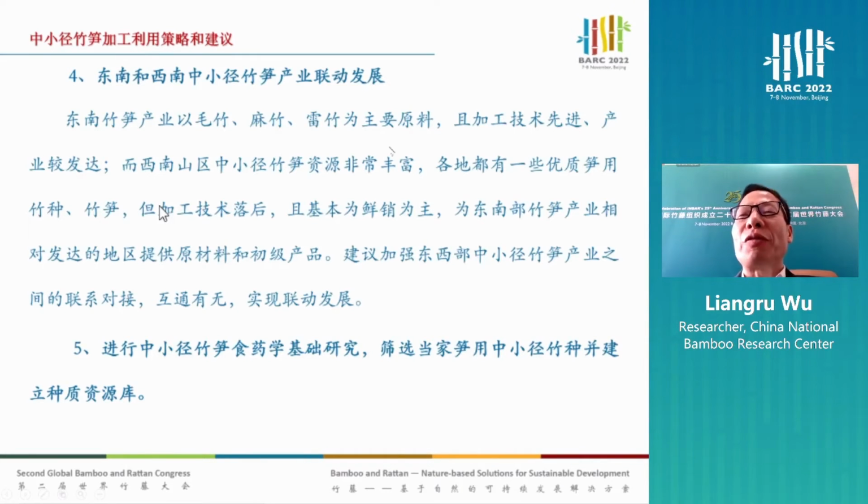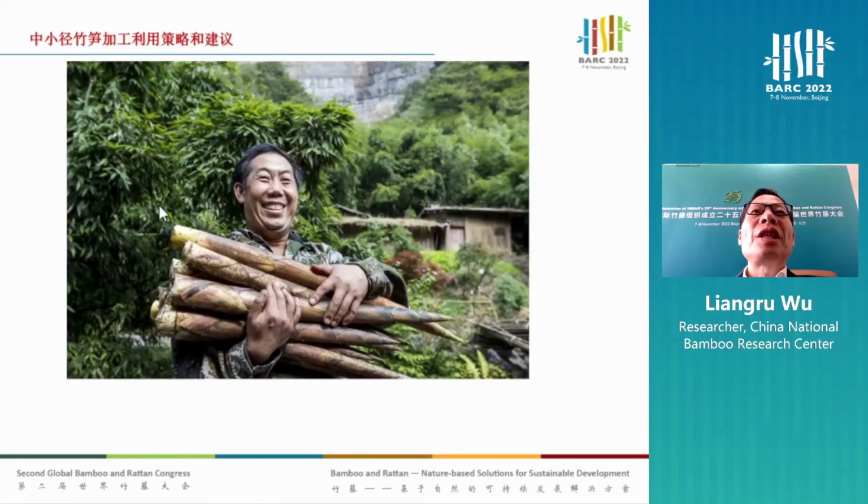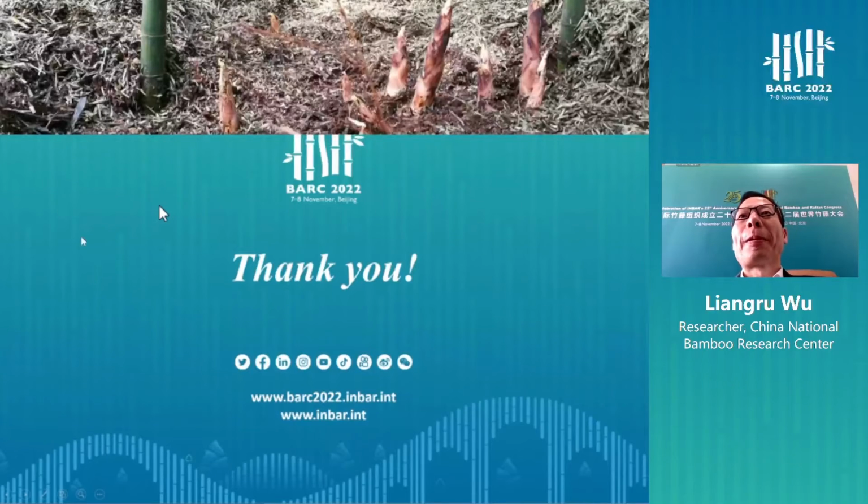And fifth, we can have some scientific endorsement for this bamboo shoots. Thus, we can really develop our products well, and also screen the main bamboos to build this property resources library. Thanks. That's my presentation.